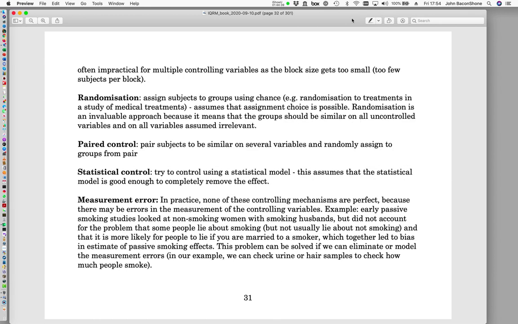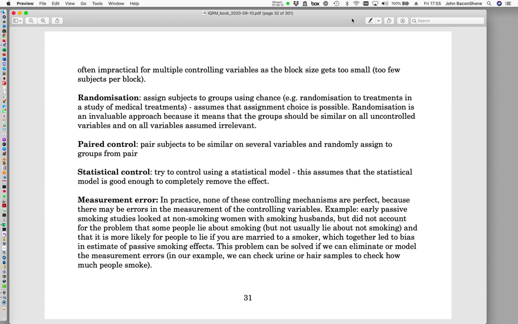But if I have multiple controlling variables, my problem is my block size may get too small. The block size means how many subjects per block. So if I started out with a sample of 100, but if I had 10 blocks, then I only would have 10 subjects per block. Right? That might be too few for my analysis. That might not be enough for me to do a decent statistical analysis. So that may not be practicable.